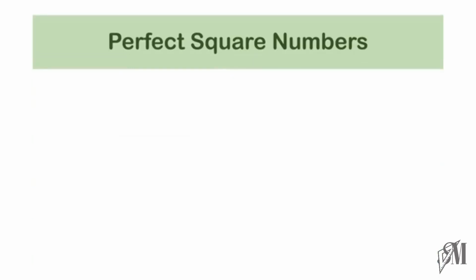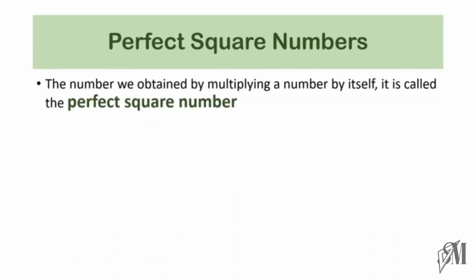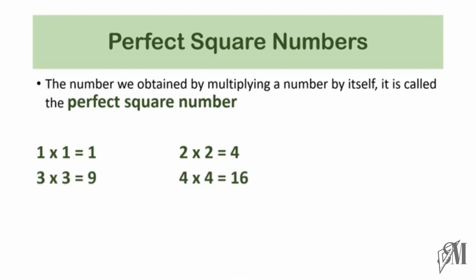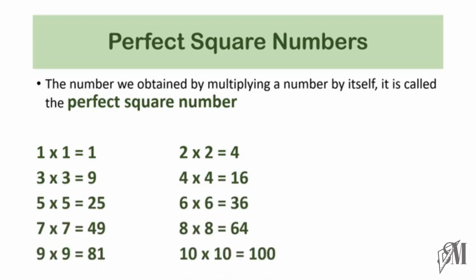And then, let us see what perfect square numbers are. When you multiply a number by the same number, you get perfect square numbers. For an example, here you see 1 into 1 is 1 and 2 into 2 is 4. So here 1 and 4 are perfect square numbers. Likewise, you have all these square numbers and so much more.